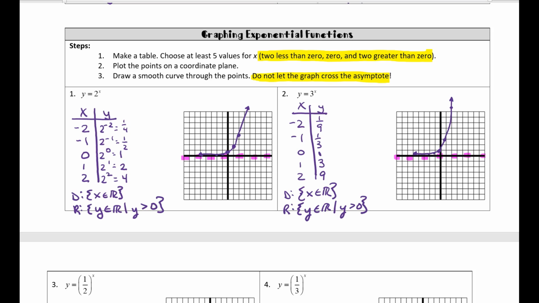Okay, so hopefully you got your domain as all real numbers, and then your range is all real numbers greater than 0. They have the same domain and range here, and make sure you have your asymptotes lightly drawn in. It's not a solid line, it's a dotted line. So if you got this one correct, give yourself a little smiley face so I know you got it right. If you got it incorrect, give yourself a little frowny face so we know that we need to look at this tomorrow.